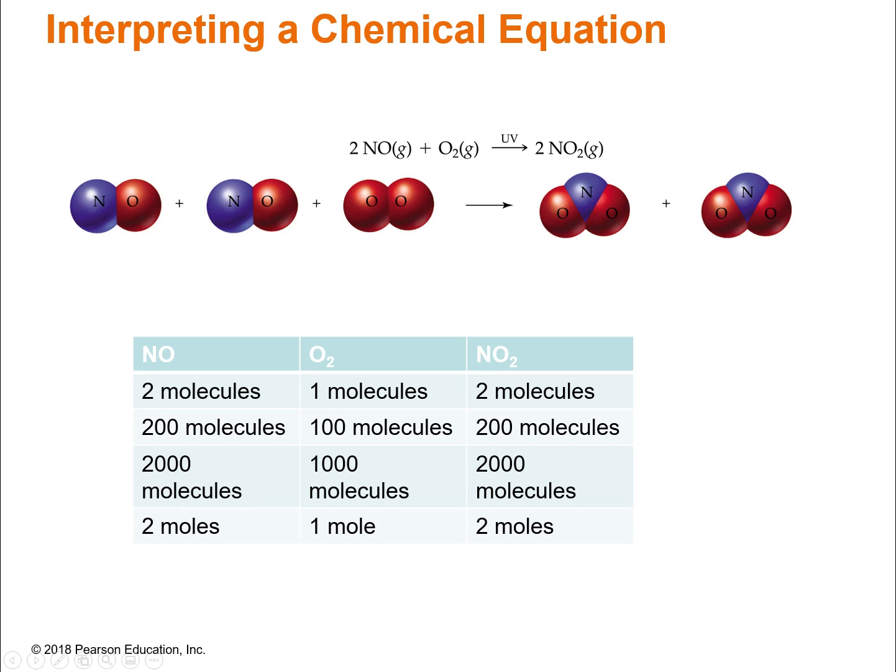First, a refresher on interpreting chemical equations. Let's say we have a reaction where nitrogen monoxide gas and oxygen gas come together and make nitrogen dioxide gas. Needs a little bit of UV to help. In a balanced chemical equation, you have the same number of atoms of each element on the reactant side and the product side. The reactants are like the ingredients. You mix them together and you make a product.